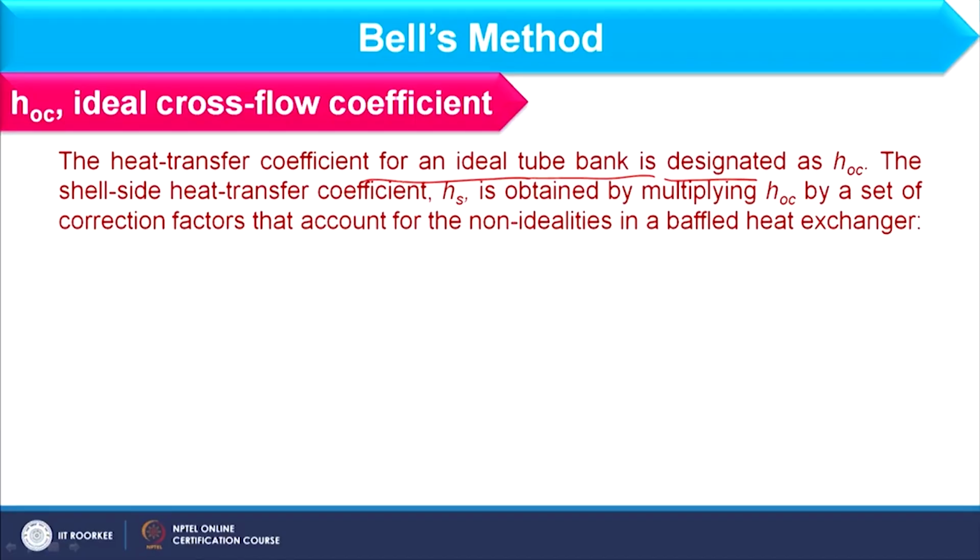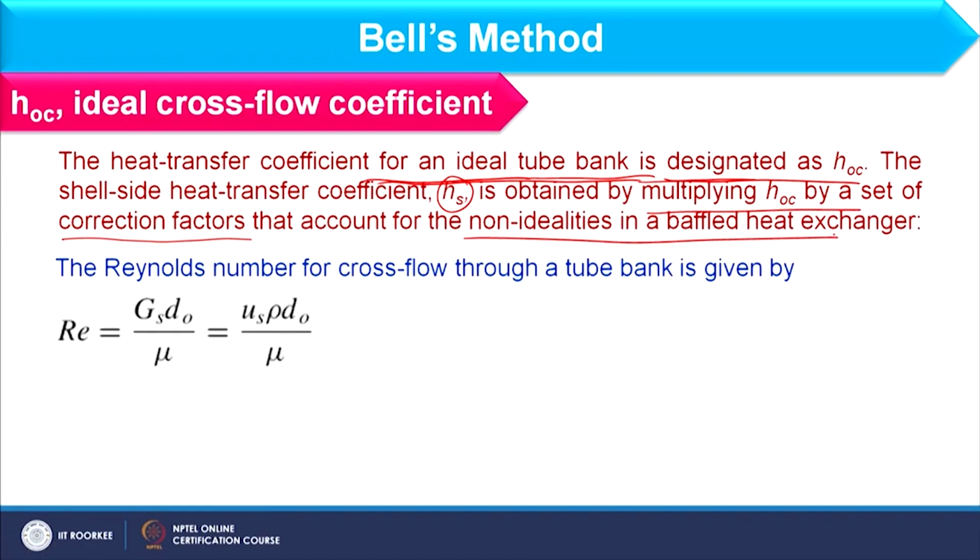So, let us start the calculation of HOC, that is the ideal cross flow coefficient. Okay. So, the heat transfer coefficient of an ideal tube bank is designated as HOC. The shell side heat transfer coefficient HS is obtained by multiplying HOC by different correction factors to consider non-idealities in the baffled heat exchanger, or the shell side of the heat exchanger.